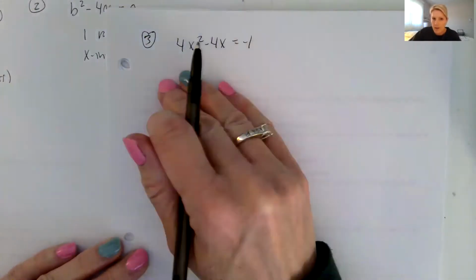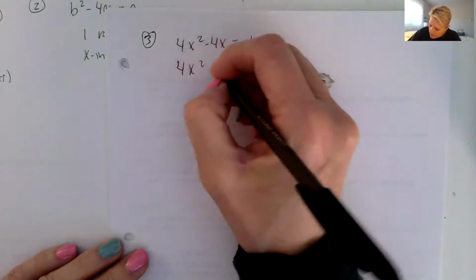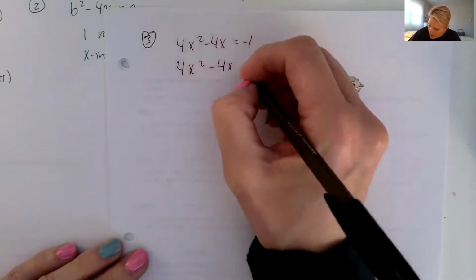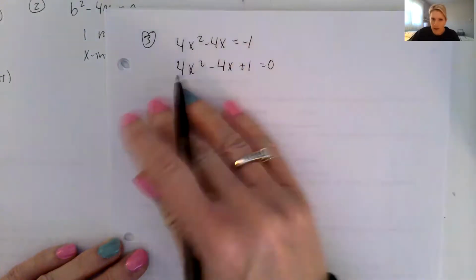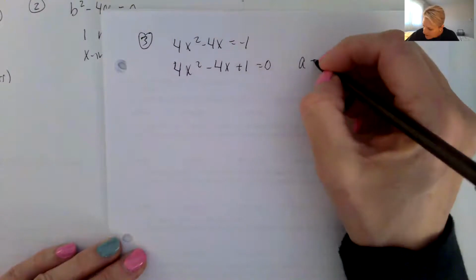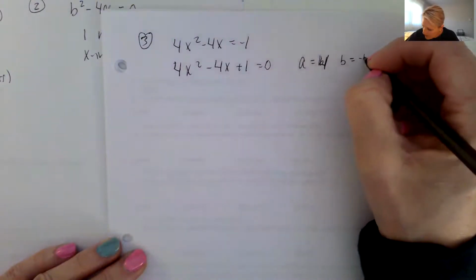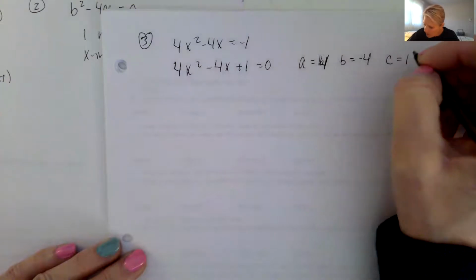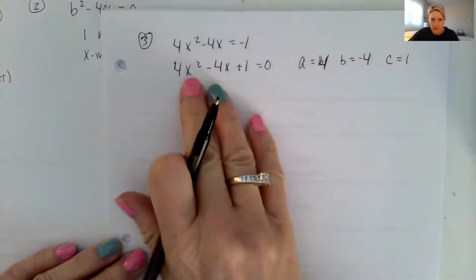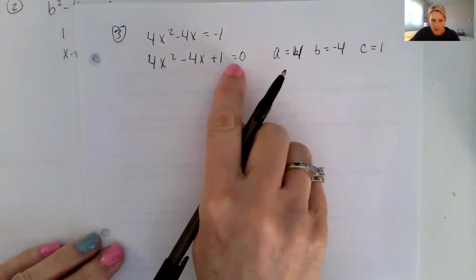So remember, we have to have everything to one side, so it has to be set equal to 0. 4x squared minus 4x plus 1 equals 0. Now we can look at our a, b, and c. So a is equal to 4, b is equal to a negative 4, and c is equal to 1, because they're all on one side set equal to 0. 4, negative 4, and 1.